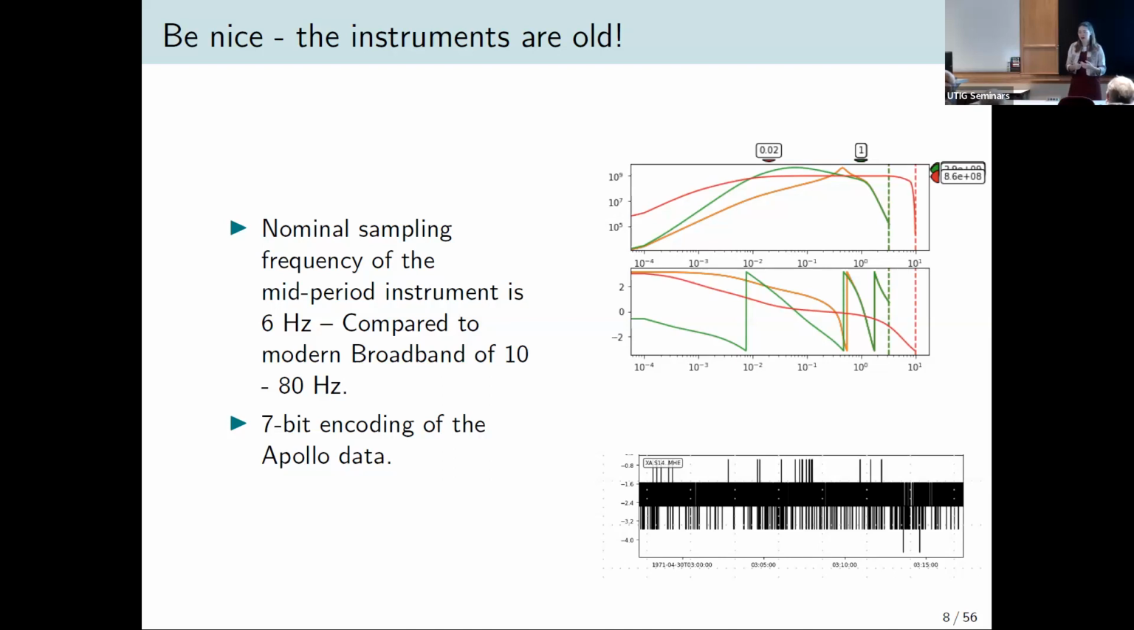And so that's something that we have to bear in mind. These instruments are not perfect modern day seismometers. And the other thing is that the data had to be sent back to Earth, and it was encoded in 7 bits, which means that sometimes when the noise is really low on the moon, which it is quite often because we don't have people stomping around driving cars, no anthropogenic noise on the moon, you basically get down to the digitization level of the instrument. And so you get stuff that looks weird like this. So just bear in mind, the instruments are a little bit old.